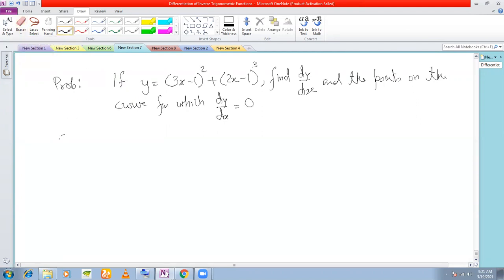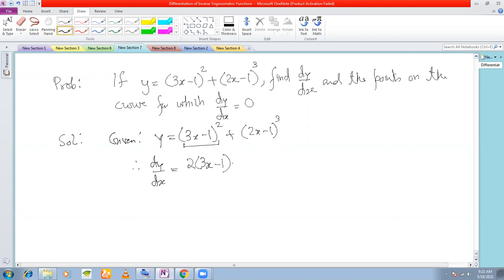Okay, so very quickly, this differentiation is a cakewalk. Given y is equal to (3x minus 1) square plus (2x minus 1) whole cube. Therefore, dy/dx will be equal to, first you differentiate the power: twice (3x minus 1) into d/dx of (3x minus 1). Next, you differentiate the power of the next expression into d/dx of (2x minus 1).